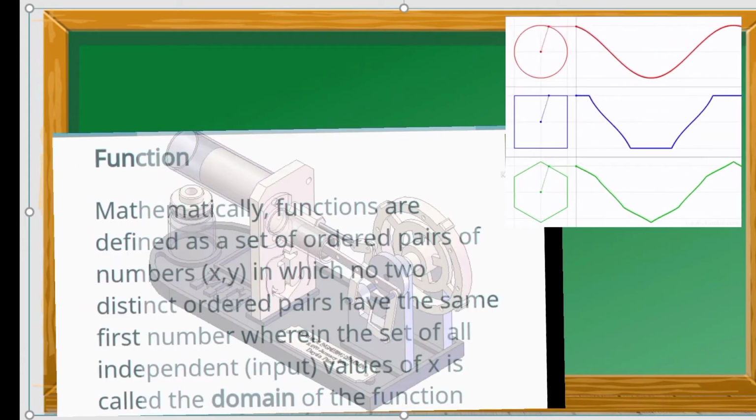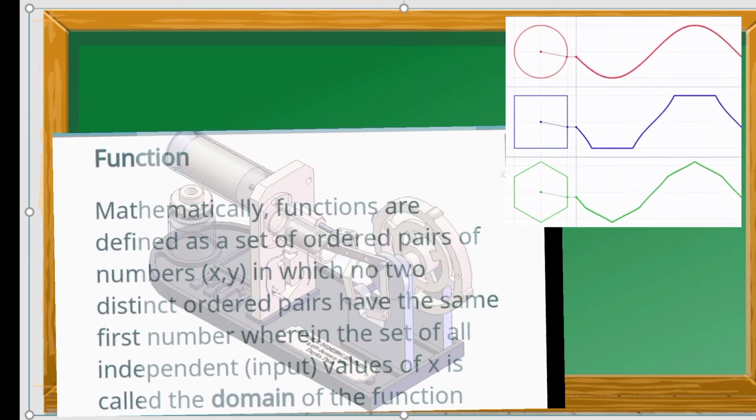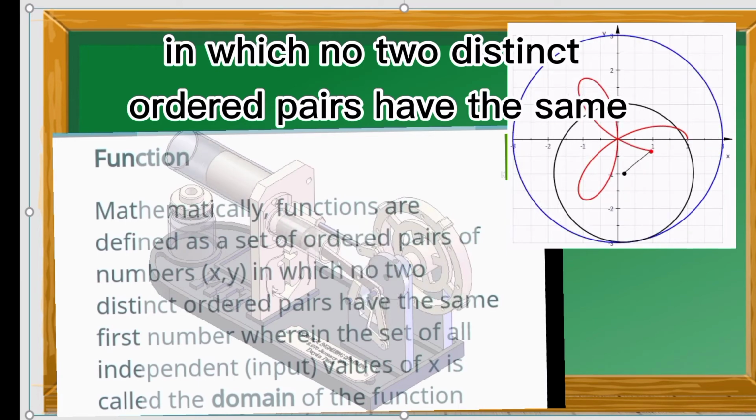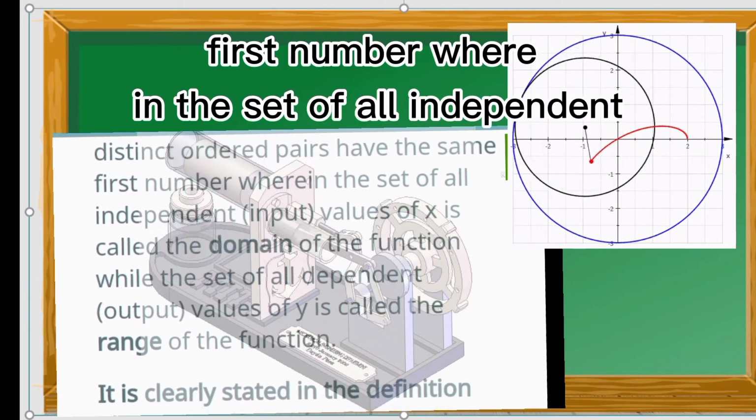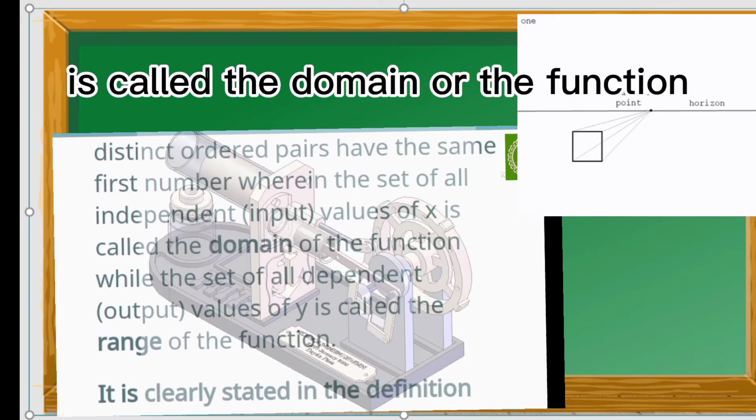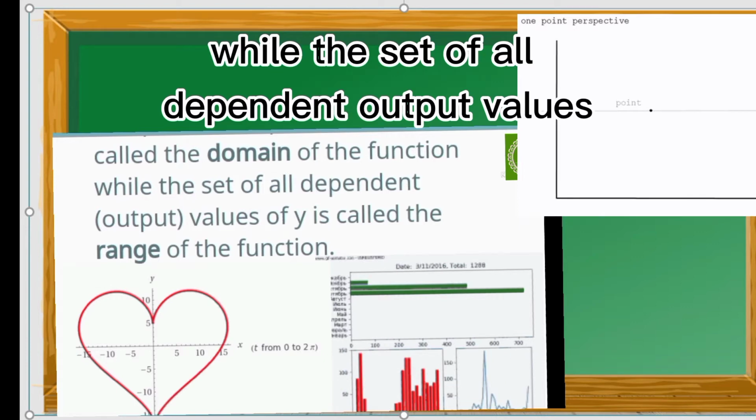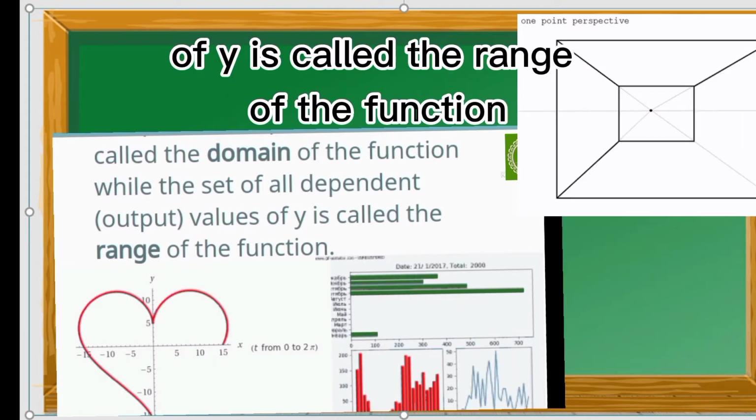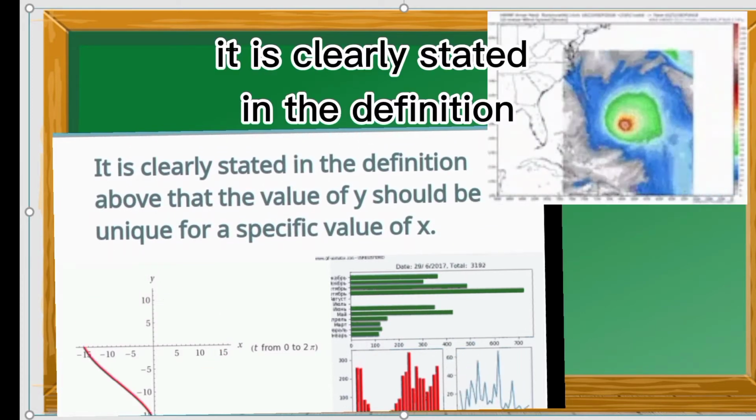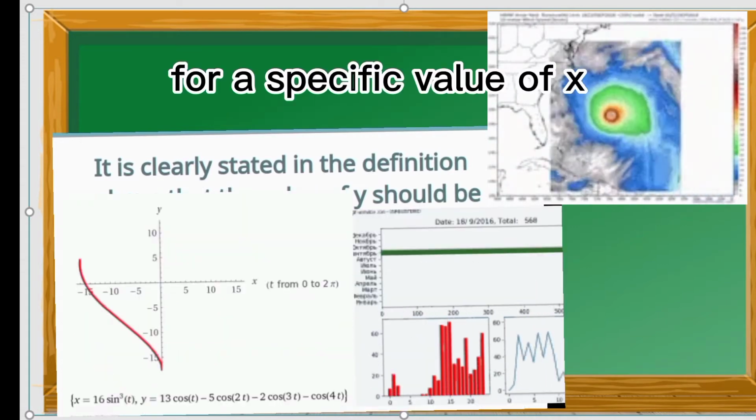Function. Mathematically, functions are defined as a set of ordered pairs of numbers (x, y) in which no two distinct ordered pairs have the same first number, wherein the set of all independent or the input values of x is called the domain of the function, while the set of all dependent output values of y is called the range of the function. It is clearly stated in the definition that the value of y should be unique for a specific value of x.